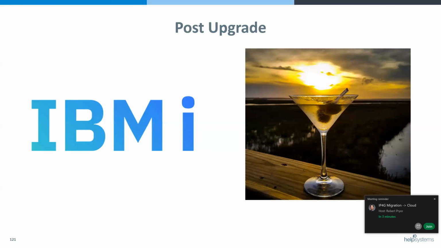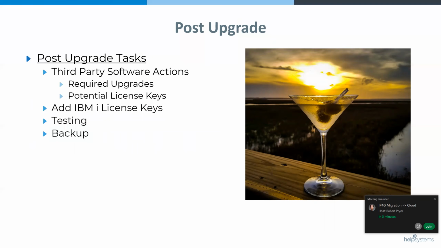So from a post-upgrade perspective, we've done all the planning, did all the pre-upgrade, executed the upgrade, and loaded and applied the 7.5 PTFs. Before we have the martini, there are a couple of other things that we need to consider. First of all, third-party software: there may be some actions we need to do there. There may be some upgrades, some PTFs we need to apply, and some license keys we potentially need to apply.